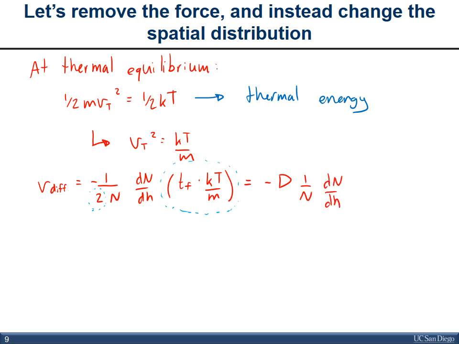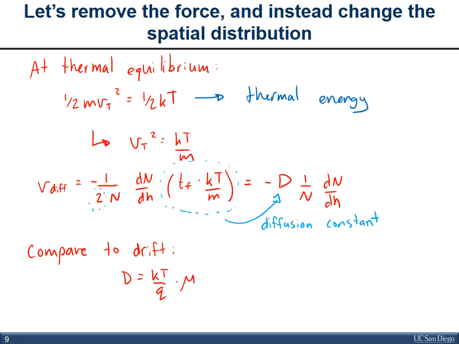Okay, so let's just notate that here. This is the diffusion constant. Just out of curiosity, if we compare this to drift, what we find is D is equal to kT over q times mu. And this should also be a familiar relation. This is the Einstein relation.